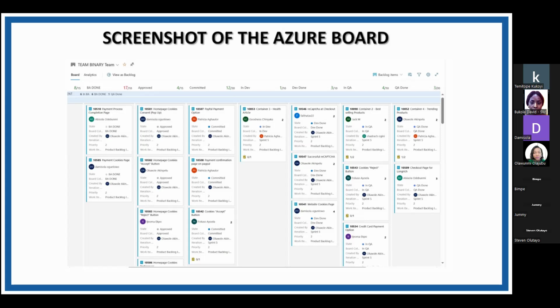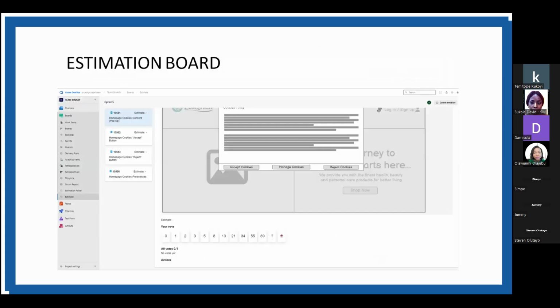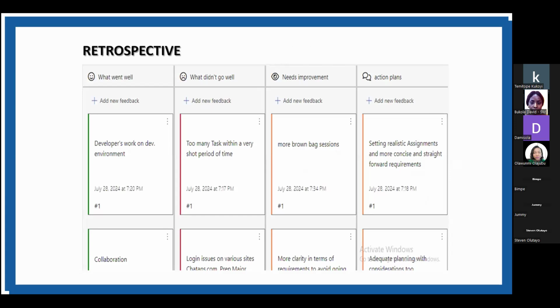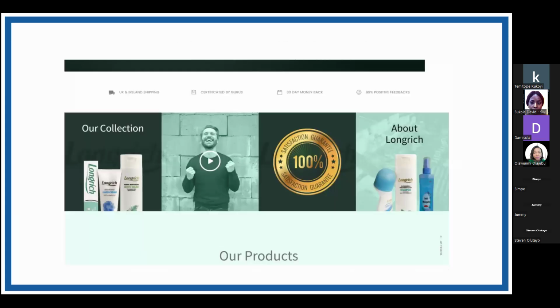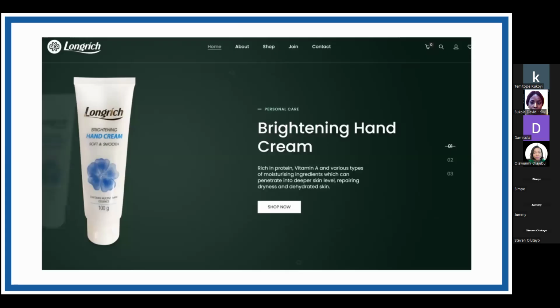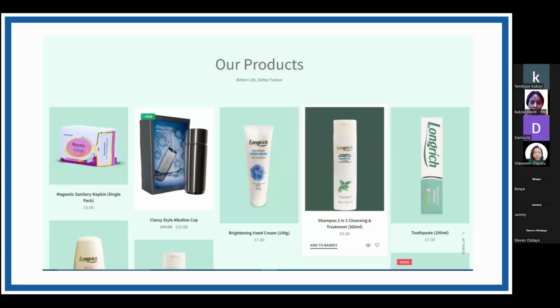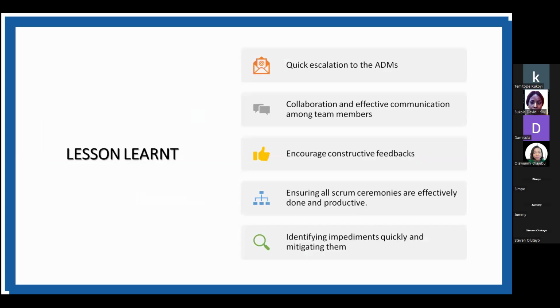Here's a screenshot of our Azure DevOps. Next slide, please. This is a screenshot of our estimation board. Next slide, please. These are retrospective screenshots. Next slide, please. These are screenshots of the product on the Long Reach website. Next slide, please. Next slide, please. 1 minute left.